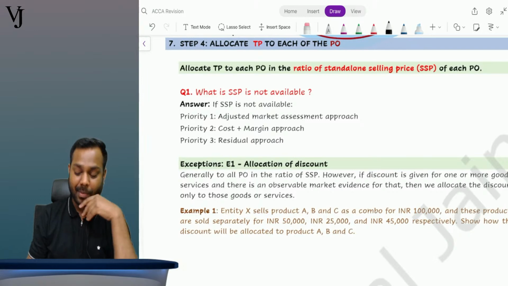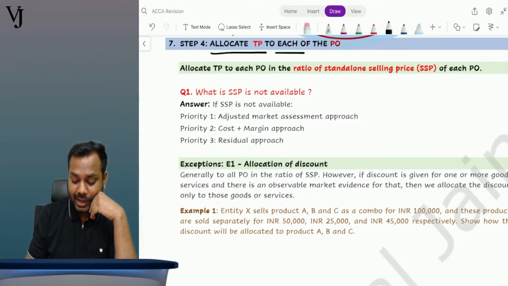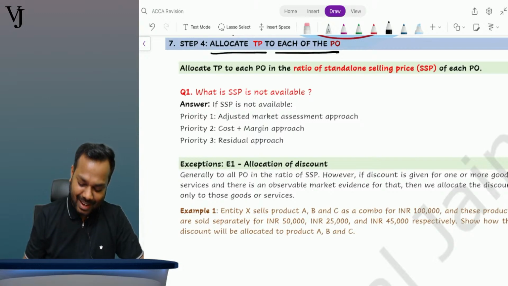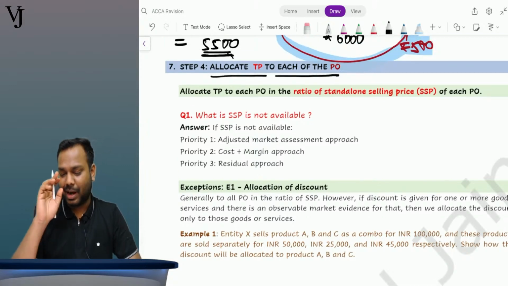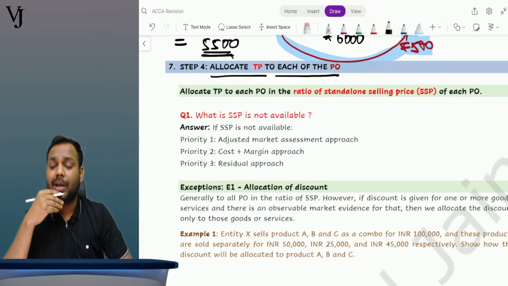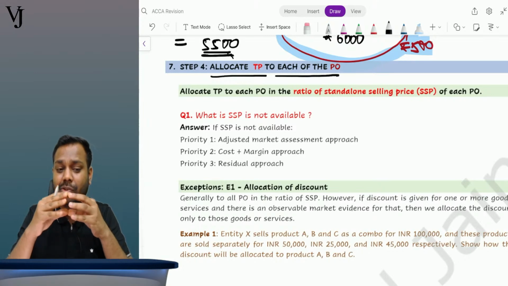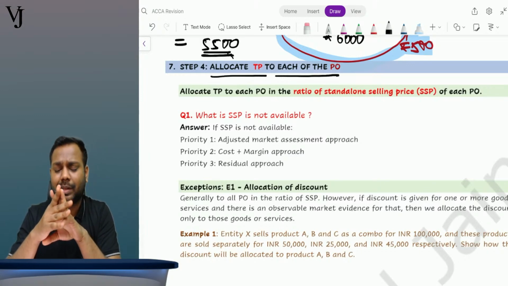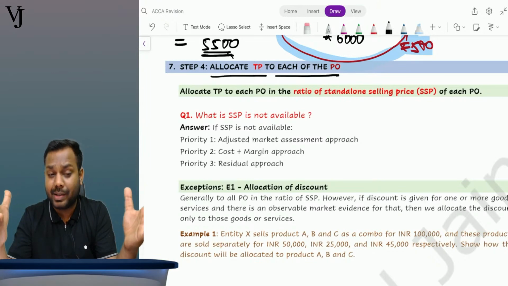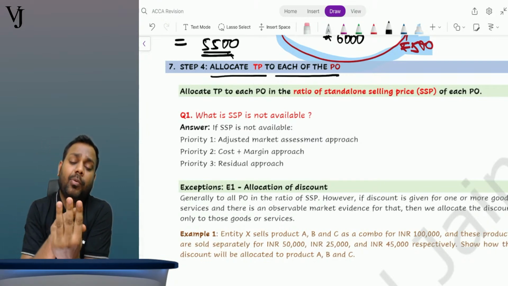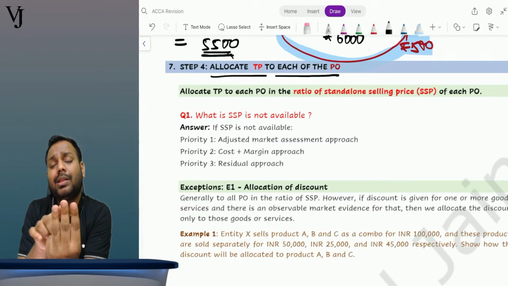Step number 4: Allocate transaction price to each performance obligation. You remember in the very first instance when we were discussing revenue today, we discussed that the transaction price has to be allocated to each performance obligation. So far we studied 3 steps. First of all, we identified if a contract exists or not. Then we discussed how many performance obligations there are in the contract. So let's suppose there are 3 performance obligations in the contract.